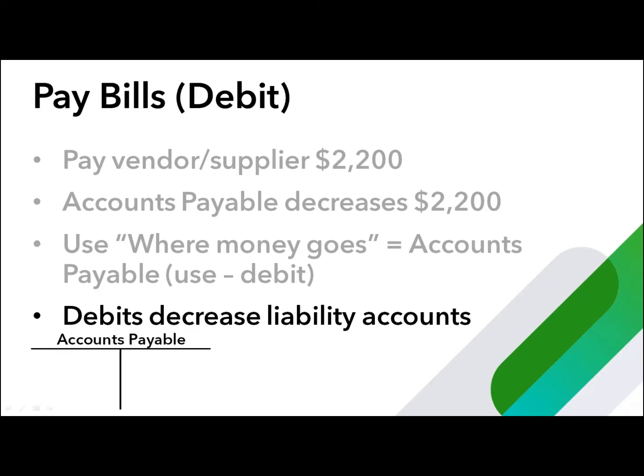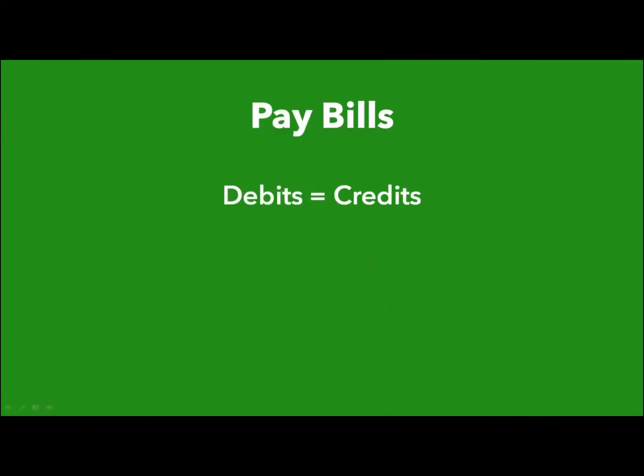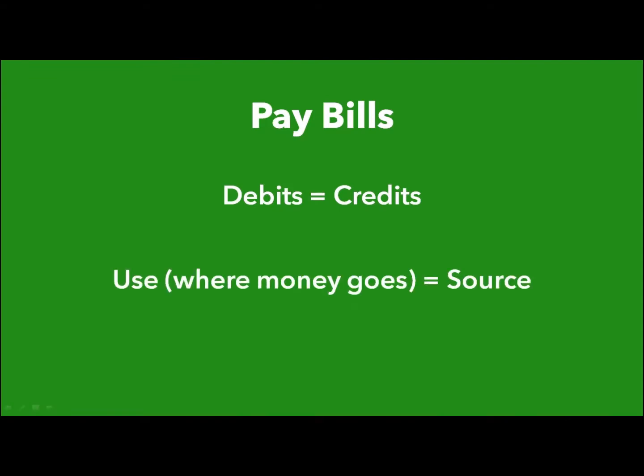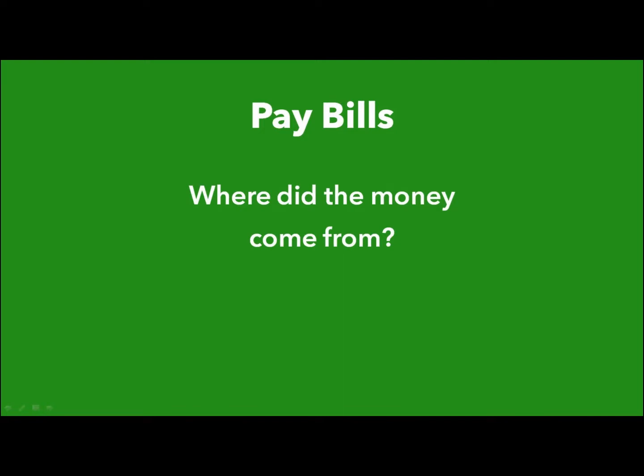Draw a T to represent the accounts payable account. Remember, debits appear on the left. Enter the debit of $2,200 to show you owe less money. Debits must equal credits. The use must equal the source. So, where did the money come from to pay the bill?